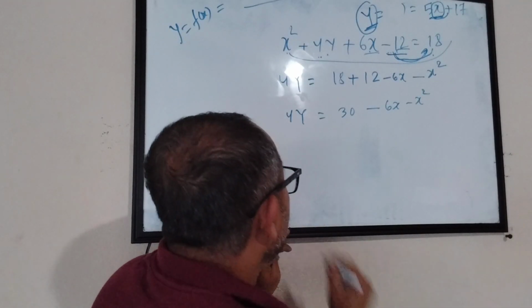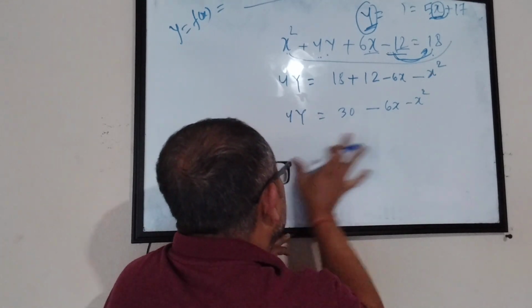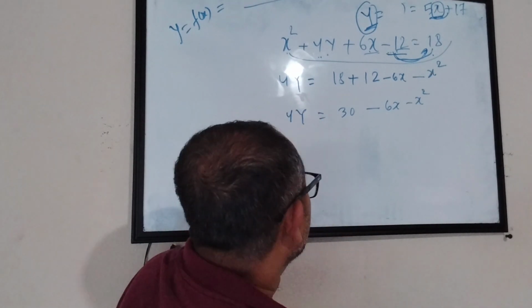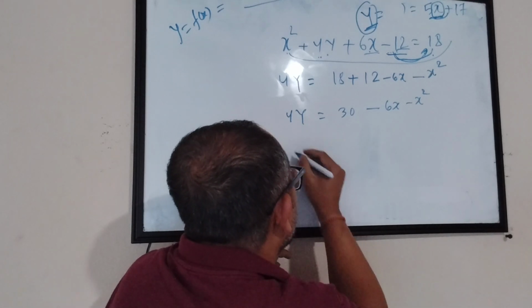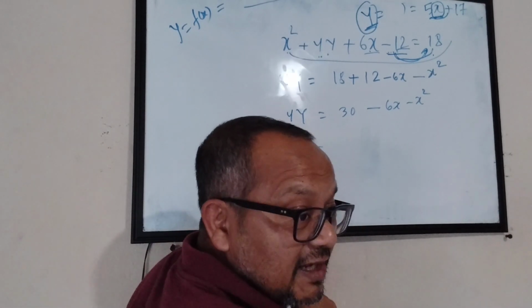Now we wanted y equals to something. What we have is 4y equals to something. That means I want to get rid of 4. And 4 is nothing but a multiplication. 4 is multiplied with y. Meaning, when you are making the 4 cross the border, multiplication becomes division.